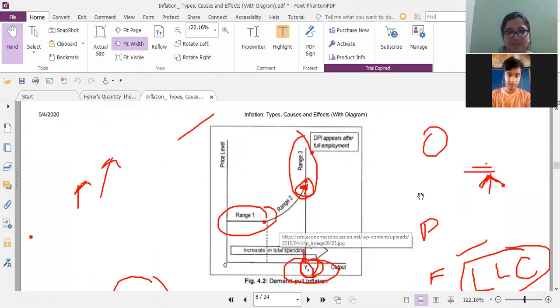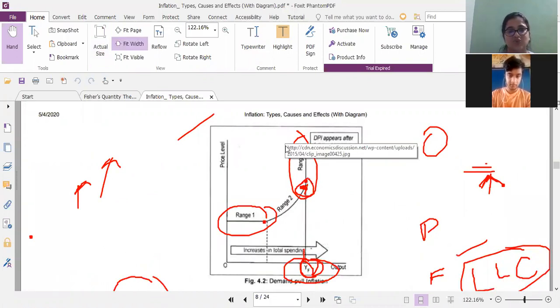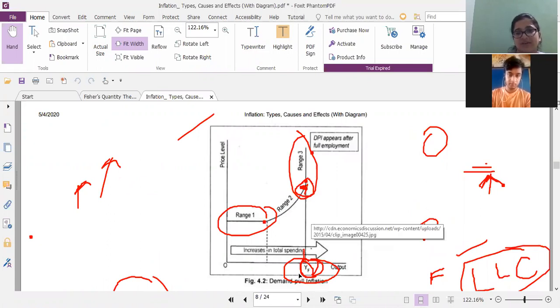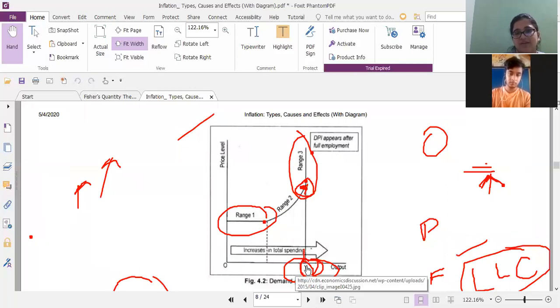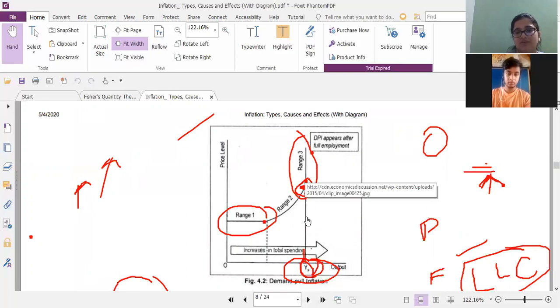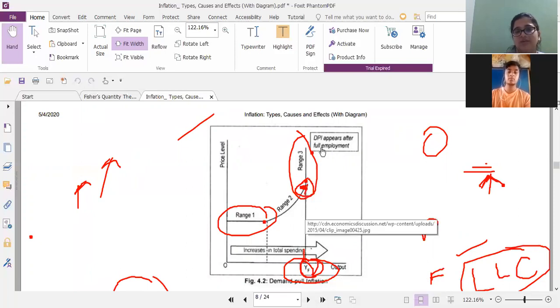Yeah, ma'am. Okay, so here you can see in this range 3, we experience this problem of inflation. It is because in range 3, the output is the same, right? There is this vertical line, and the output is only at YF. It does not increase with the price increases. So output is the same, but if the demand increases, then the prices will increase, and therefore it leads to the problem of inflation.